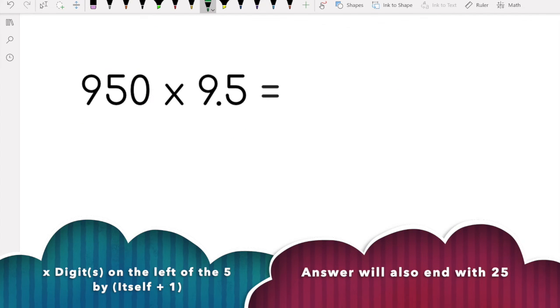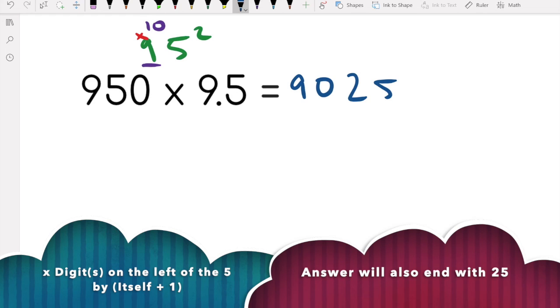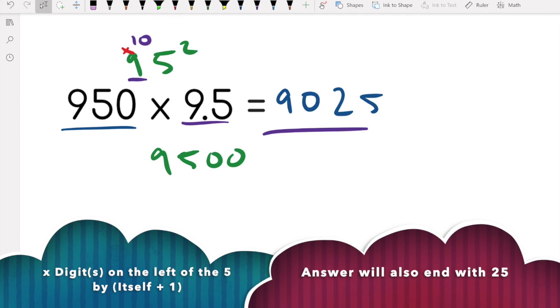Okay, 950 times 9.5, just like before, the calculation is essentially 95 squared. So you take 9, you add 1, which is 10, and you multiply these two numbers together. 9 times 10 is simply 90, and then your answer always ends in 25. Now we have to consider the decimal. Well, 950 times 10 is 9500. 950 times 9.5 is going to be a little bit smaller, not much smaller, so it looks like we're good. This is where the decimal goes.